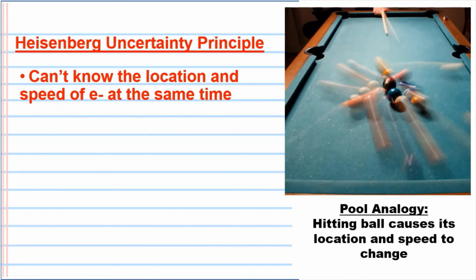It's the same kind of idea with electrons. In order to observe the electrons, you have to interact with it. By interacting with it, you change one of those variables. You either change where it is or you change its speed. So we can't know both at the same time.